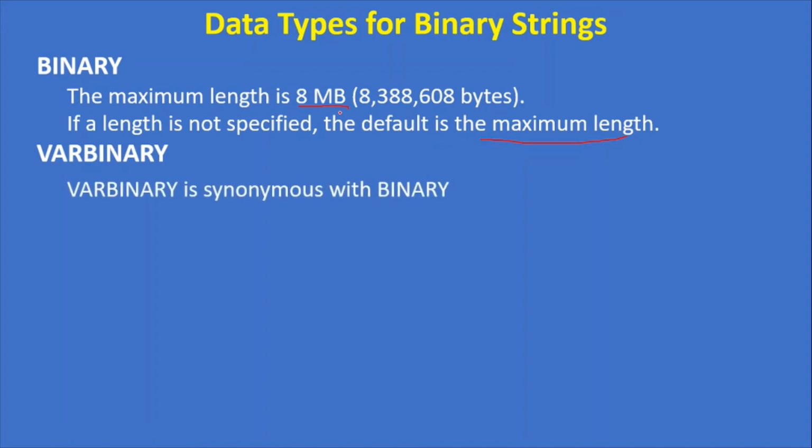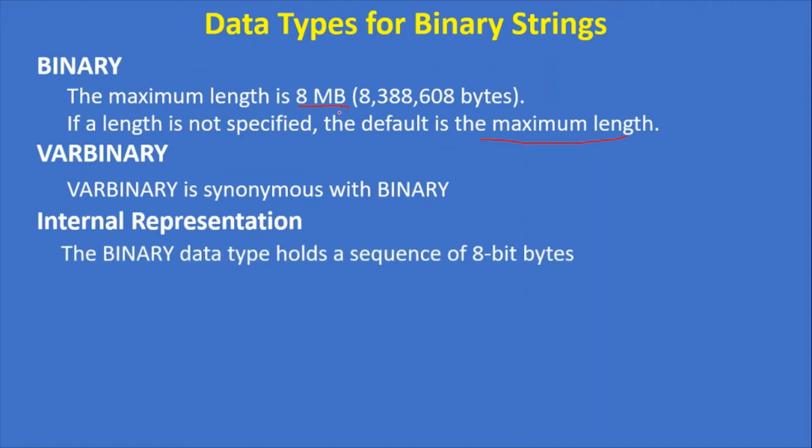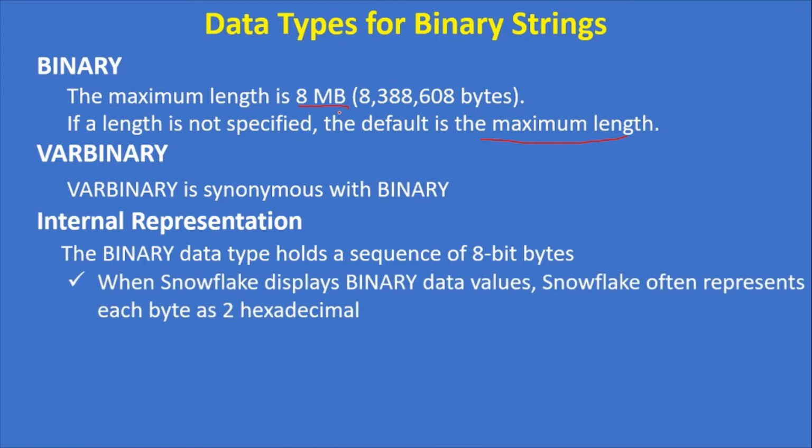Varbinary is a synonym for binary only. So what is the internal representation for the binary? The binary data type holds a sequence of 8-bit bytes. When Snowflake displays binary data values, Snowflake often represents each byte as 2 hexadecimal digits.